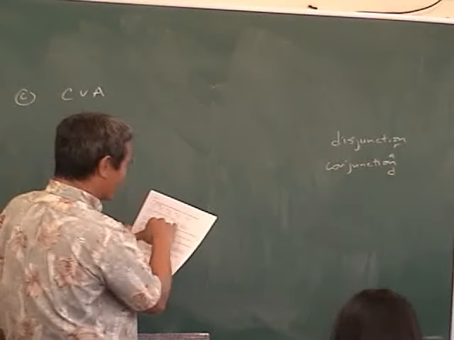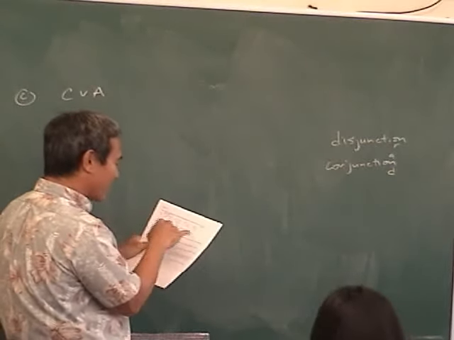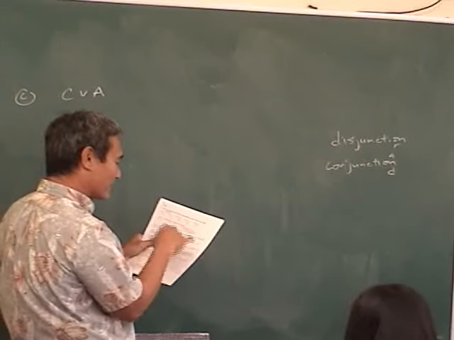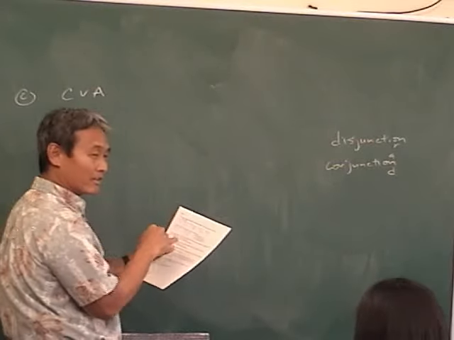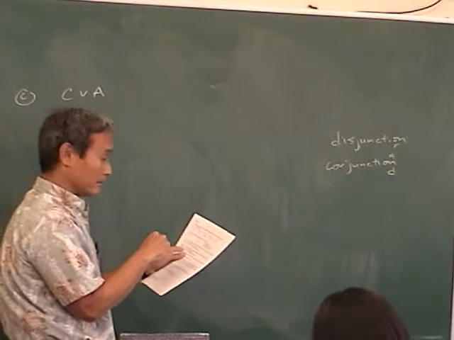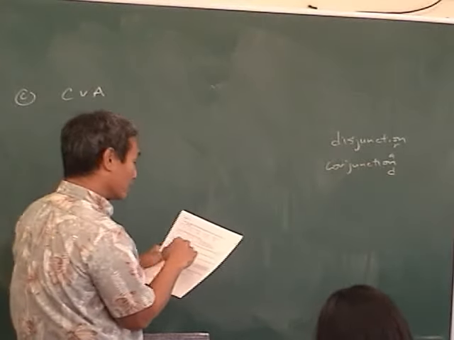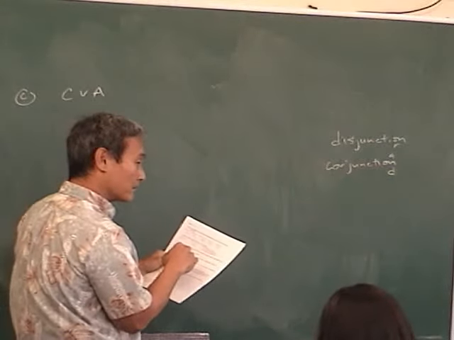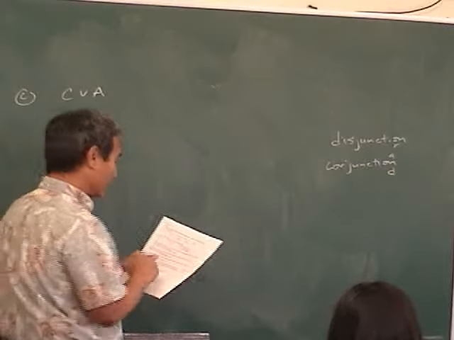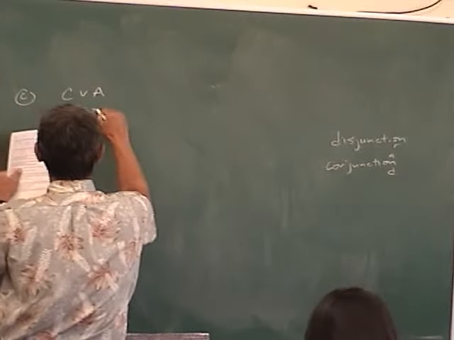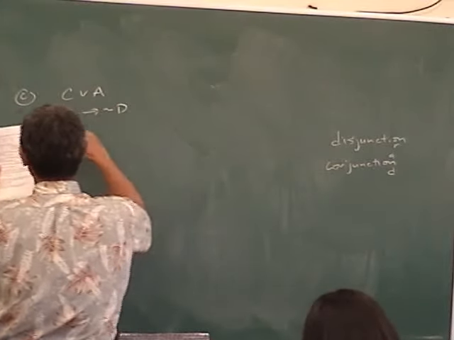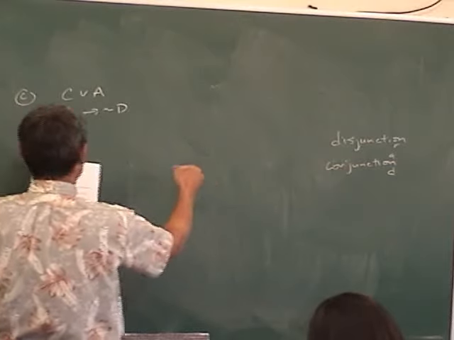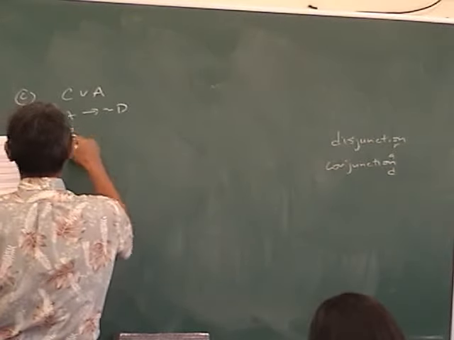A is a sufficient condition for not D. Now, does that mean A implies not D, or does that mean not D implies A? Or does it matter? A implies not D. Yes. A implies not D. And then D is a necessary condition for B. What does that mean? B implies D.